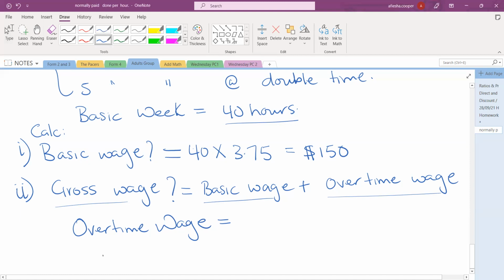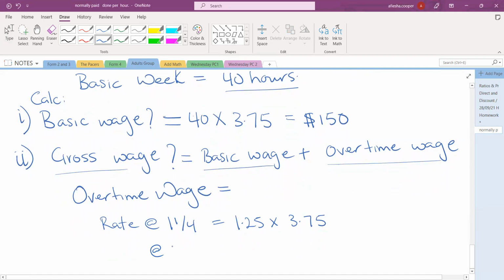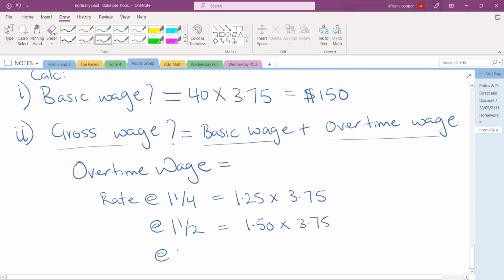So let's work out the rate at time and a quarter. So we know that's 1.25 by 3.75. And what about the rate at time and a half? That's 1.50 by 3.75. And the rate at double time is 2, so that's 2 by 3.75. So let's get the hourly rate for each one. So that will be 1.25 by 3.75.